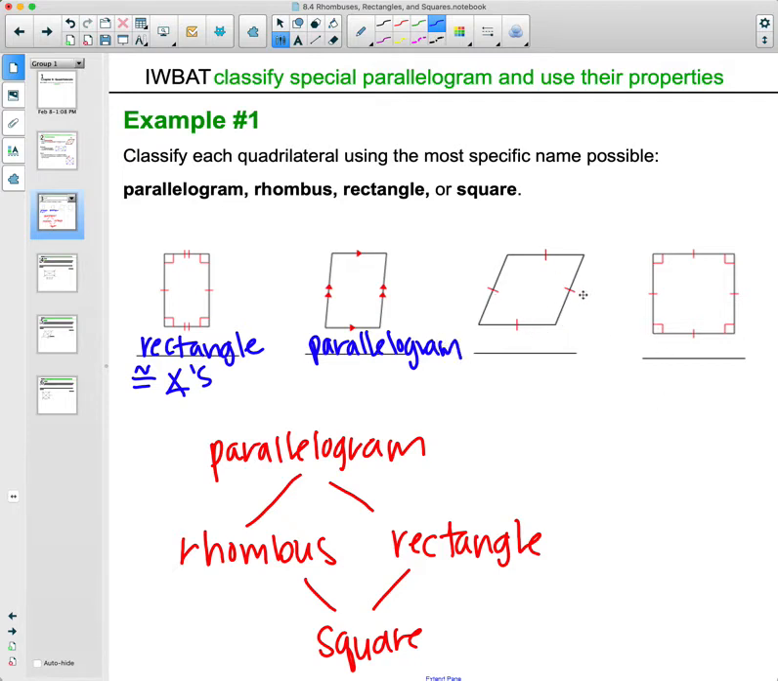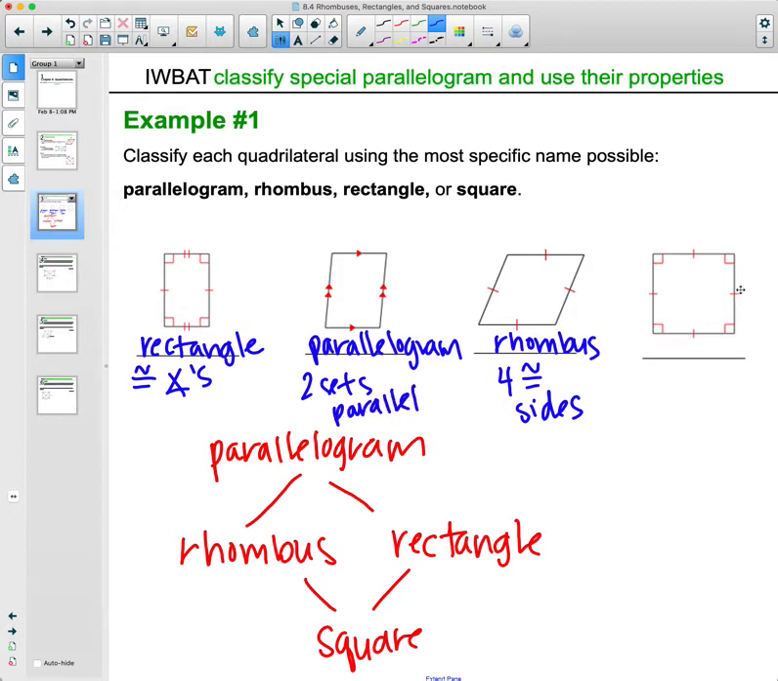This next one has all four sides with tick marks on it. So 4 equal sides means that it's a rhombus. So I'll write 4 congruent sides under here for the reason why. This one just had 2 sets parallel.